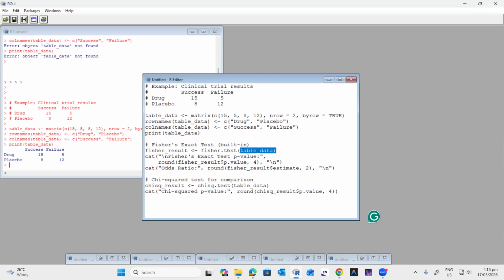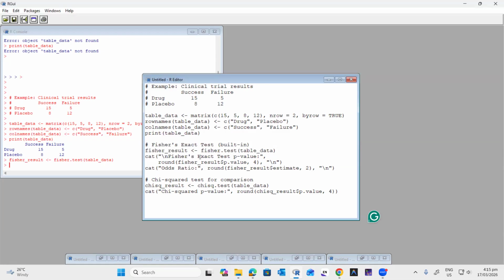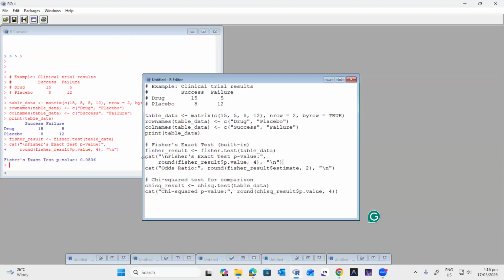So this is basically by default the two-sided case with a 95% confidence interval for the odds ratio. So we just check this one, run this command. Here we are going to call the p-value of the Fisher test by the command fisher_result$p.value, and after the decimal up to 4 positions we are getting the value here. This is the p-value of the model, 0.0536.